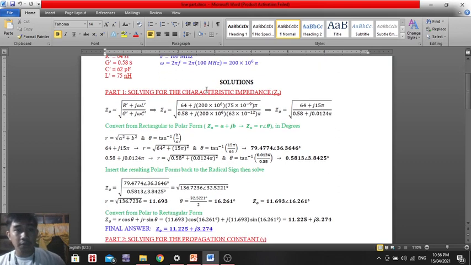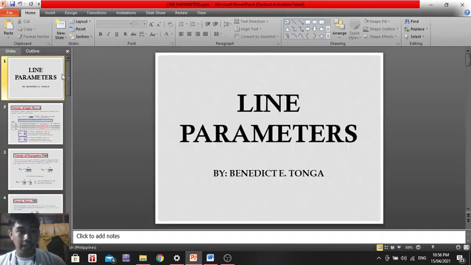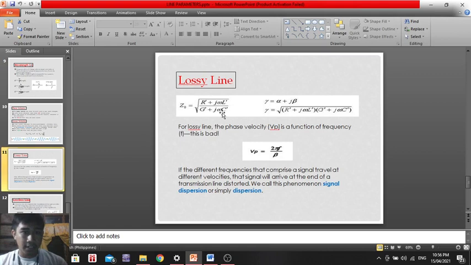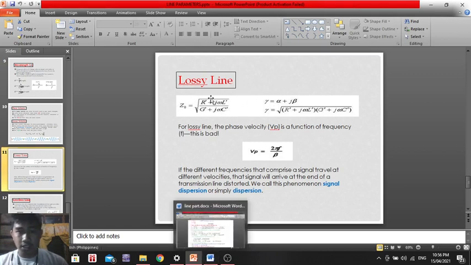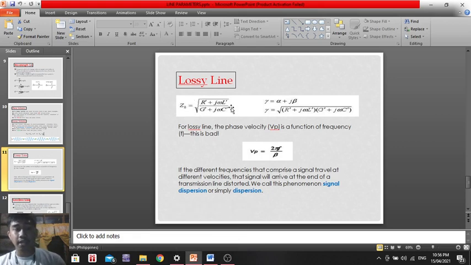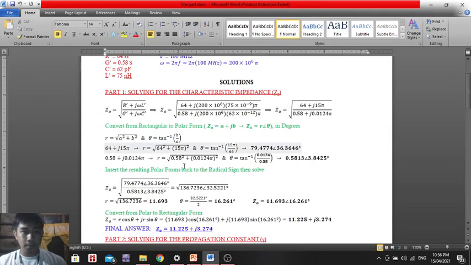Now, part 1, solving for the characteristic impedance. As you remember, for solving in a lossy line, you must always remember these equations, because this equation here we will use for solving the characteristic impedance, and this will be the propagation constant. Now here, since you can't divide the complex number as it is, you must convert the rectangular form to polar form.